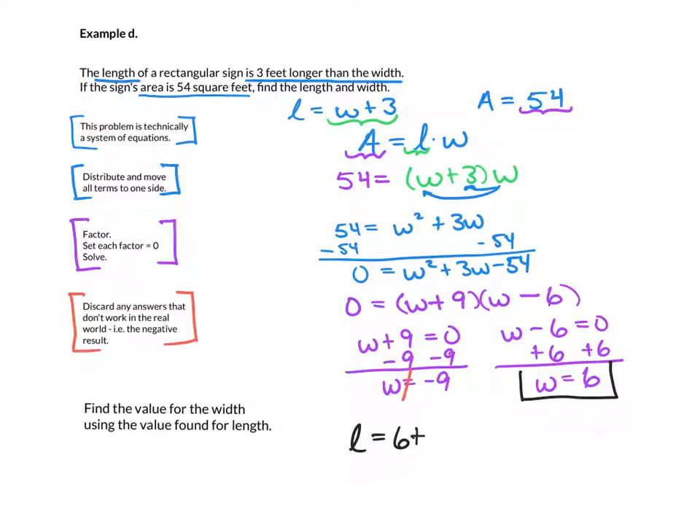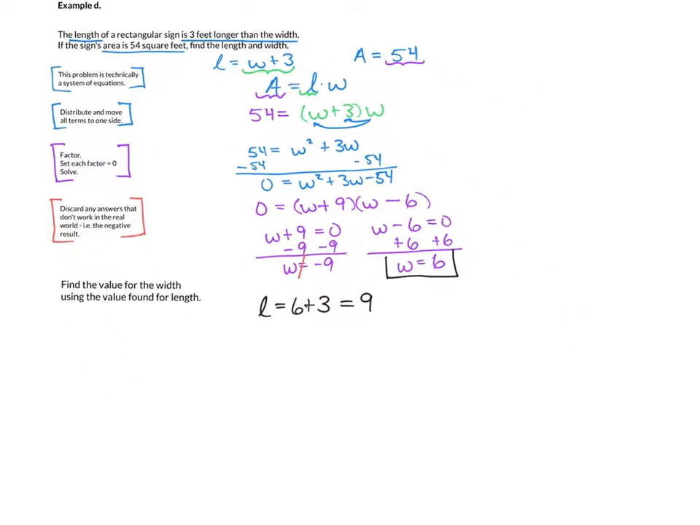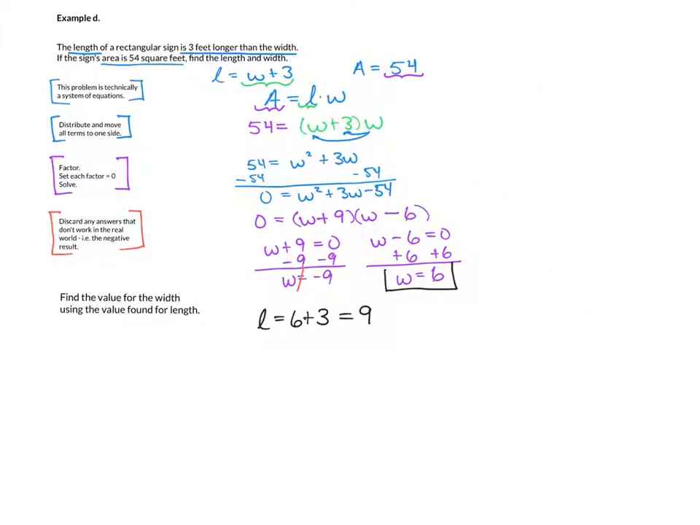From there, we can plug it back into either equation. I went ahead and plugged it in for L. We get 6 plus 3 equals 9. So the width is 6 feet, and the length is 9 feet.